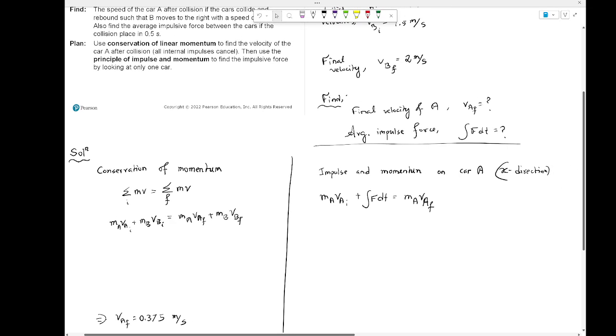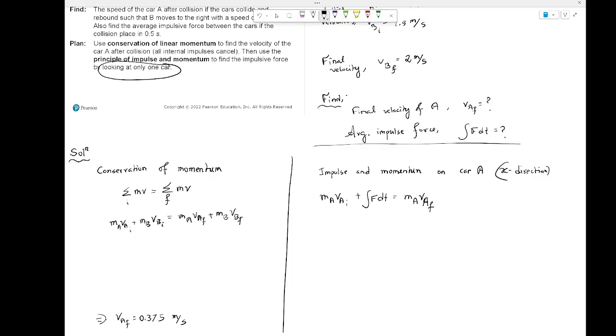Let me highlight that. Looking at one car only, okay? That's the highlight here. So when you're doing the impulse and momentum on car A, you're looking at just car A, or you can look at car B, because remember, both of them, unlike the other problem, get separated. It just has the impact and both of them have independent motion, right? So that's why I don't have m_B here on this impulse and momentum equation. Does it make sense? All right, so can you do that?